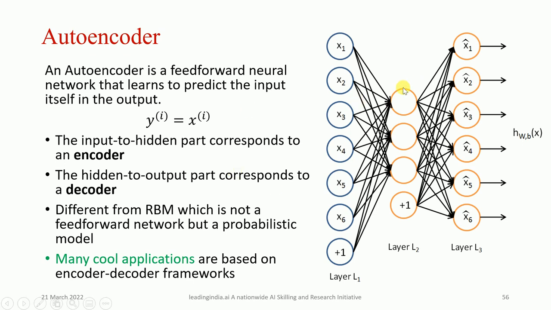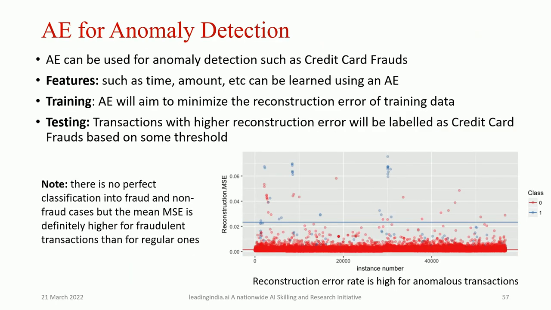So this is very important applications for some of the problems, right? So there are many cool applications which are based on autoencoders. Let's see some of those applications. So autoencoders are also used for anomaly detection. So like credit card frauds can be detected using autoencoders.